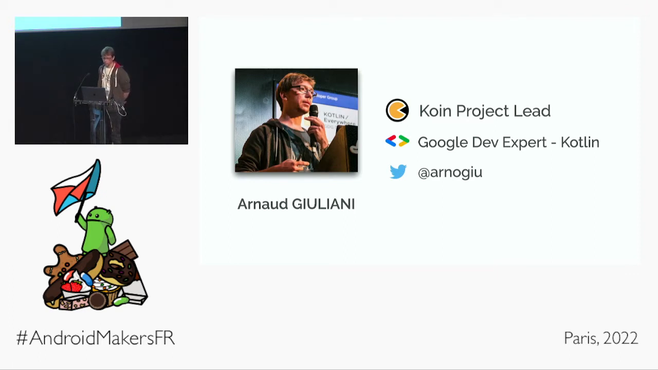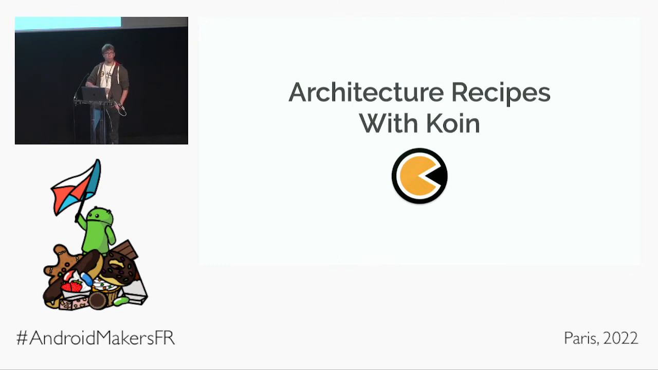I'm Arnaud Giuliani. I'm a Kotlin GDE and also the Koin project lead developer, and I started to create Koin in 2017, and here we are, still on stage to present new stuff about Koin. Today I would like to share with you a recipe about how we make architectures, how we can write applications from the classical architecture style like MVP, MVVM to the, let's say, shinier architecture like Compose and multi-platform.